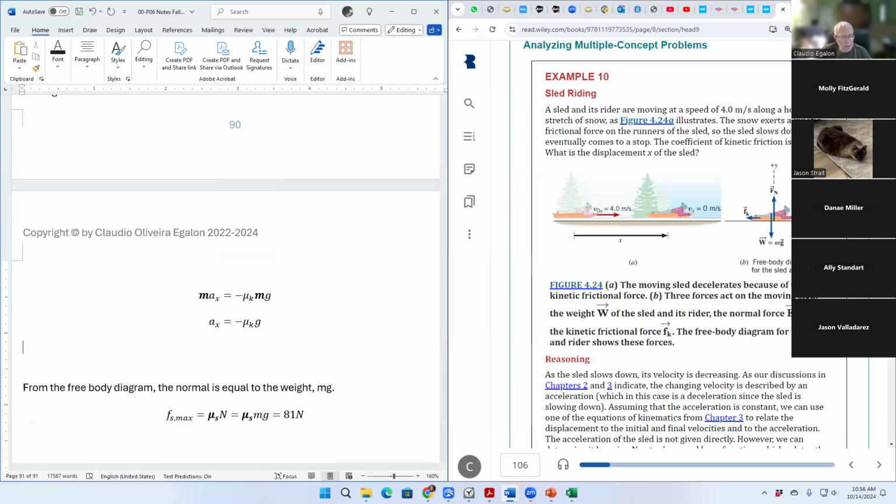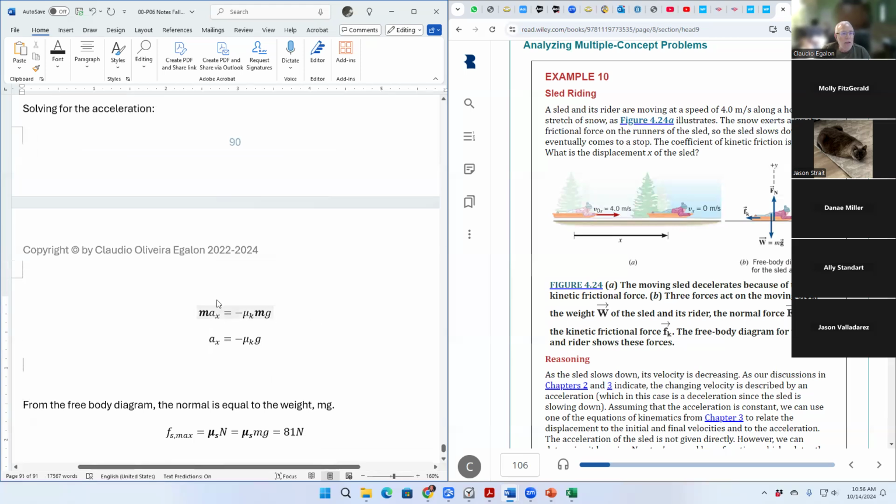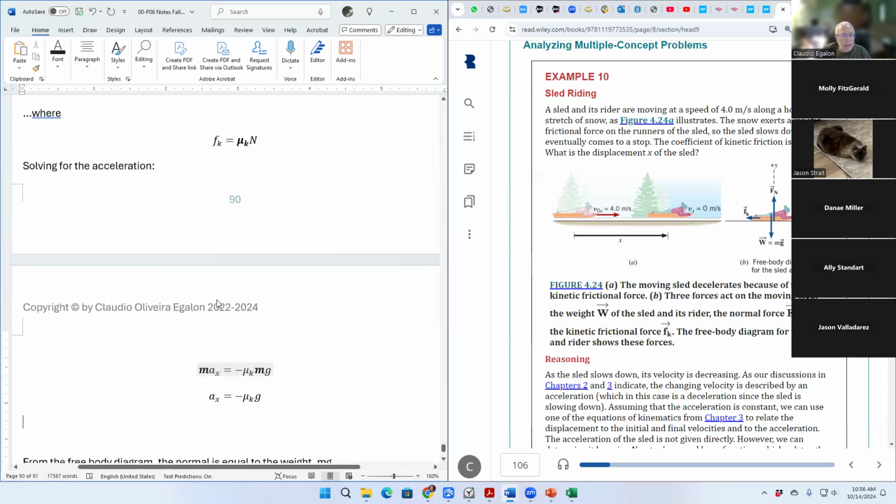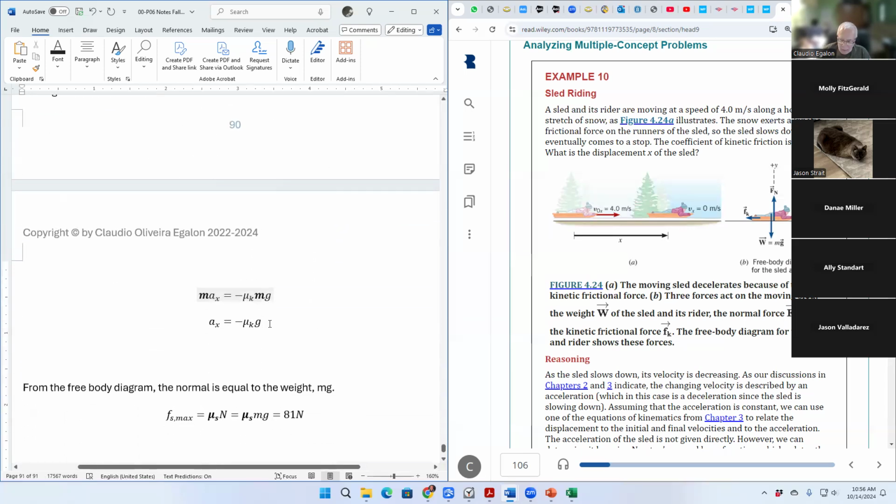For the acceleration. Get your calculator or get your spreadsheet, 0.05 times 9.8, 0.49. Equal minus 0.49. That is meters per second square. That's the acceleration. That's part of the problem. First step of the problem.